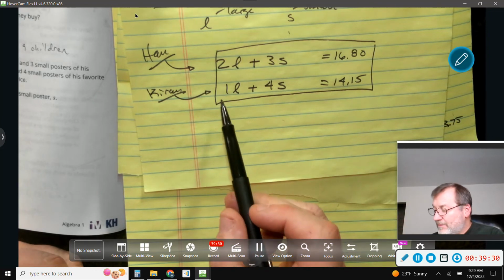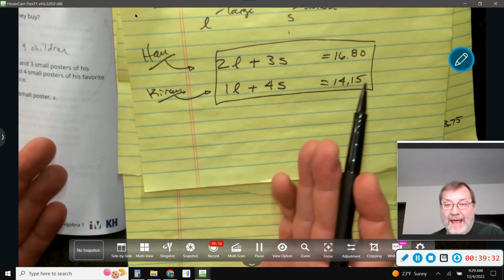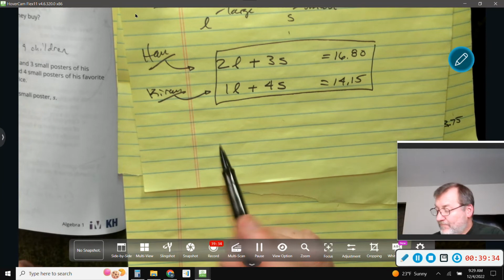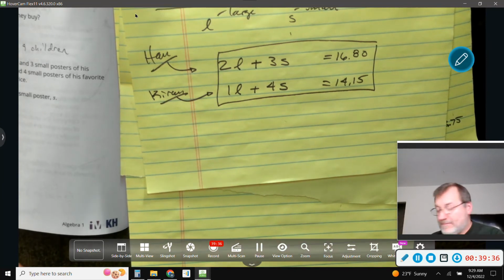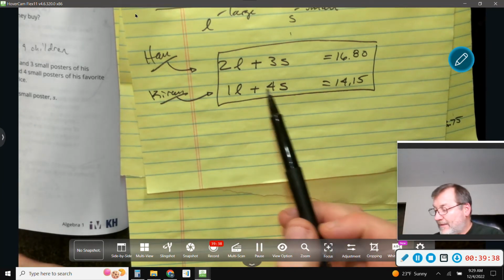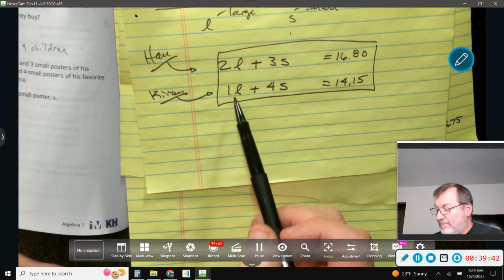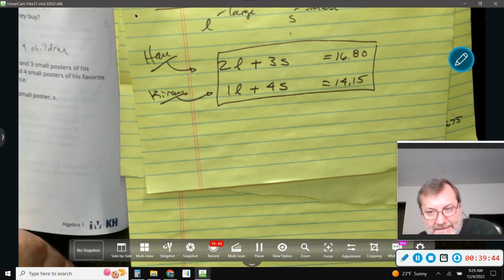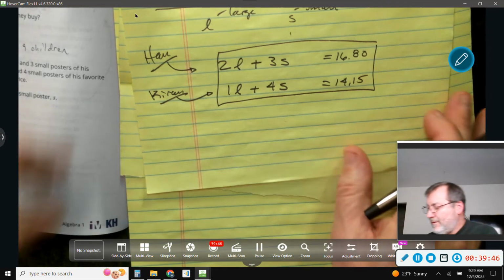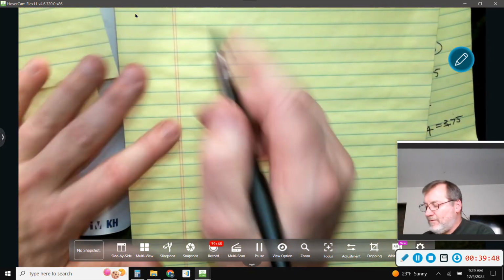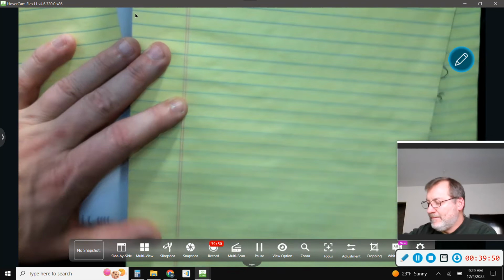It's basically called the addition method, where we add and subtract to eliminate one of these things. Now, you can eliminate the L's, or you can eliminate the S's. I'm going to eliminate the L's just because it's easier. All right. So what I'm going to do is start out by writing down my equations.